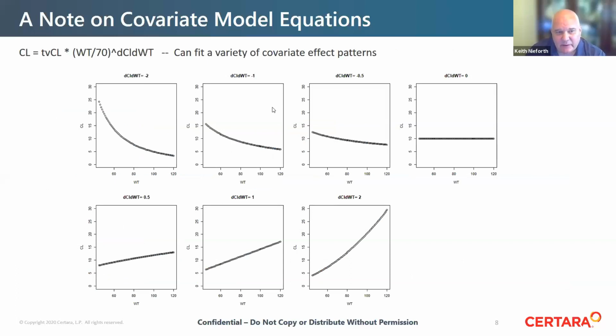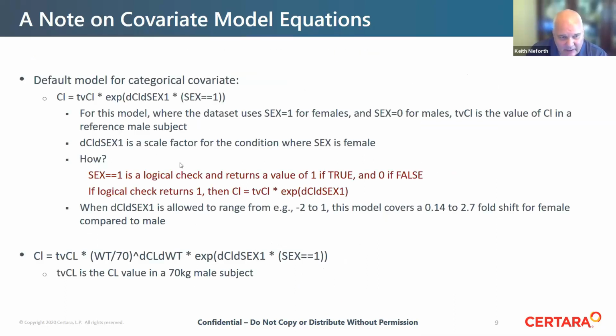So my point is know what these models are. Look into the math, understand it. It's not that hard, but the more you work with it, you'll be able to look at equations and see the pattern behind that. Here, the default model for categorical covariate, I just want to explain this because it is an example of one that's a little less intuitive. So it's TVCL times, and then PML will say, okay, we're going to do this by exponentiating dCLD sex times (sex == 1).